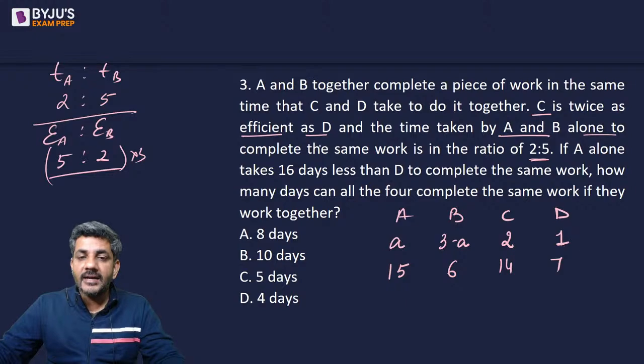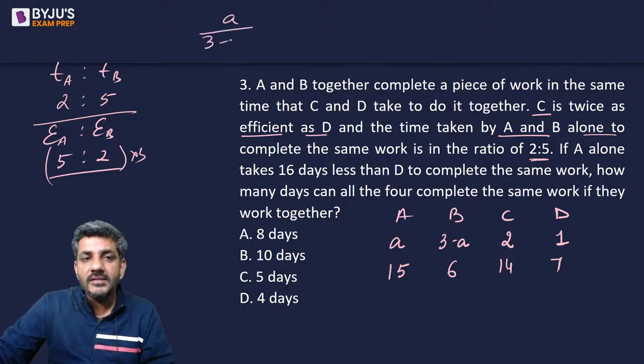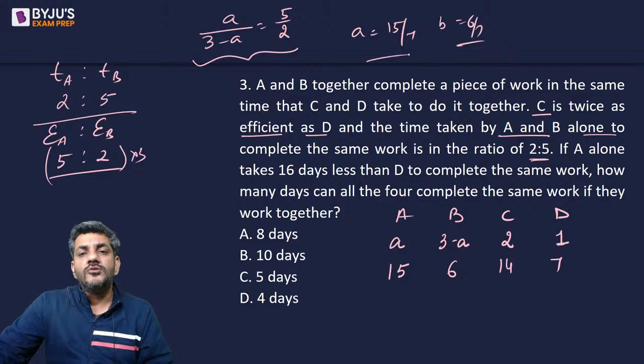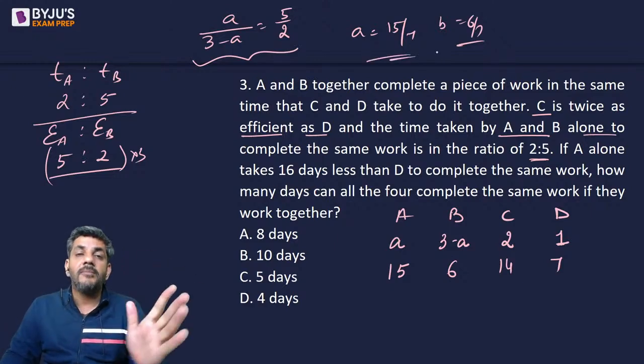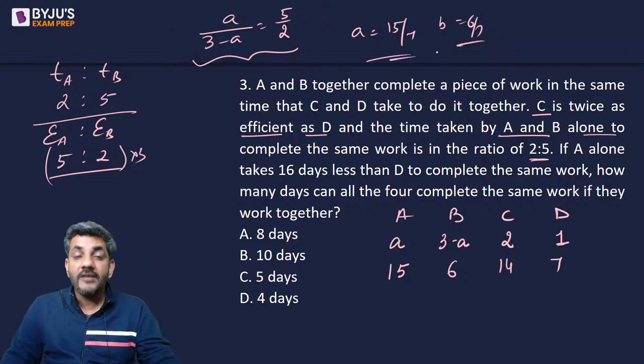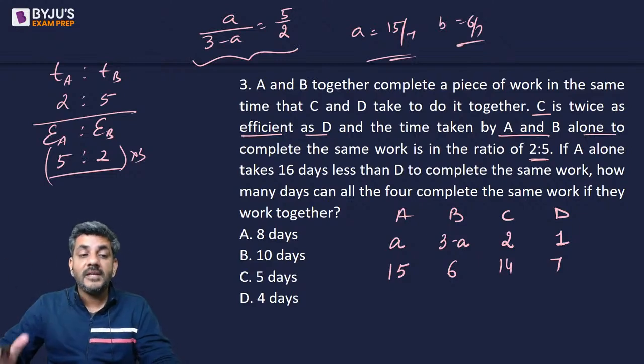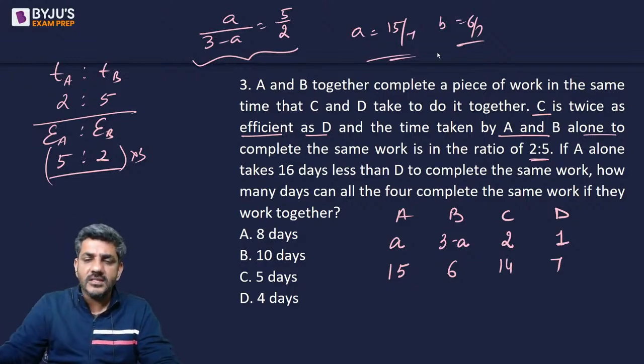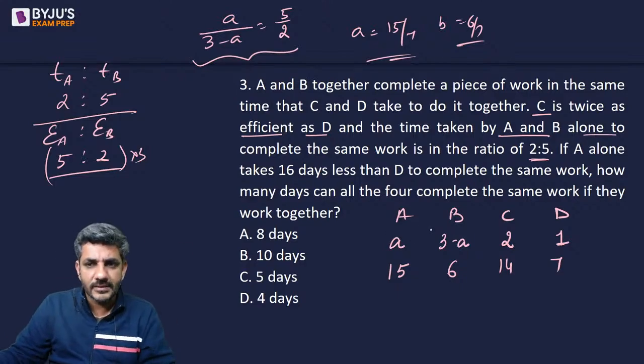Yes, I could have done that as well, writing A upon 3 minus A as 5/2. You can do that too. If you solve it, definitely your A will come out as 15/7 and B as 6/7. So just to avoid fractions, we can multiply all of them by 7. Their efficiencies are 15/7, 6/7, 2 and 1. Just multiply them by 7, they become 15, 6, 14 and 7. So that's what I have done over here. Either of the methods, whichever is comfortable to you, you can use it.